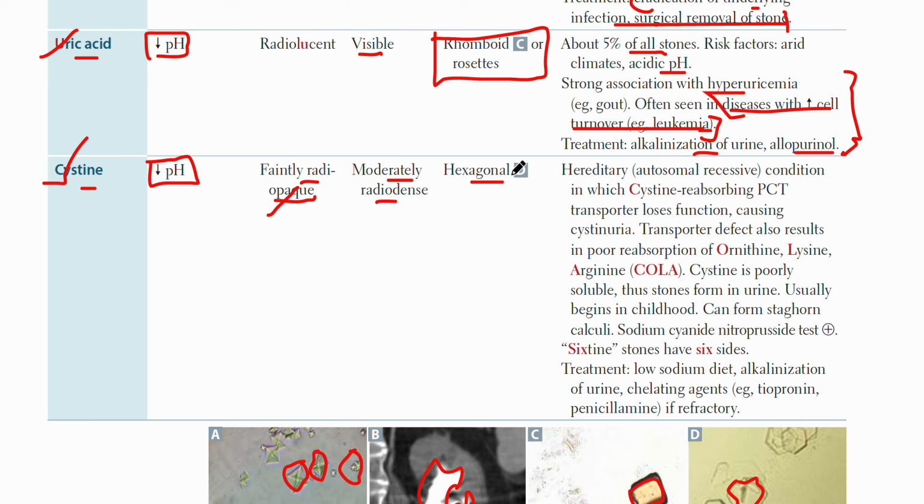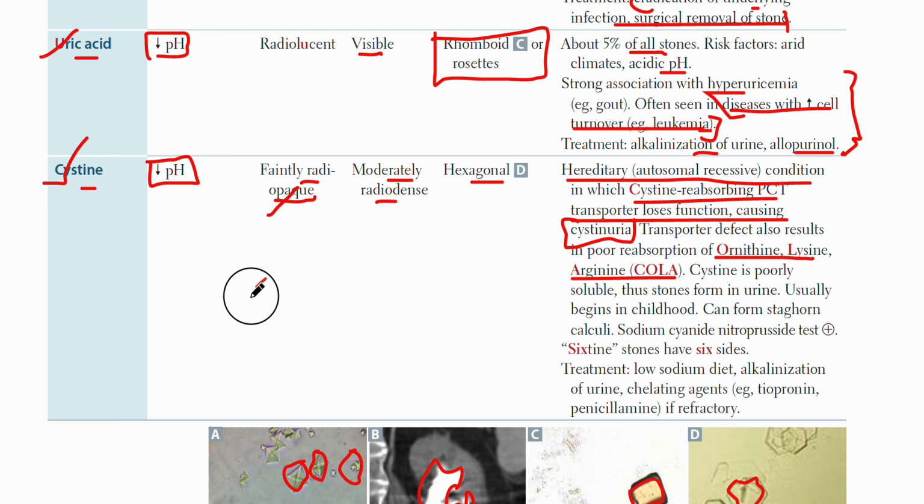So cysteine, there is a hereditary autosomal recessive condition in which the cysteine reabsorbing PCT transporter loses function, causing cystinuria. This is autosomal recessive dysfunction. The transporter defect also results in poor reabsorption of ornithine, lysine, and arginine. So what happens? Not only cysteine, there is COLA.